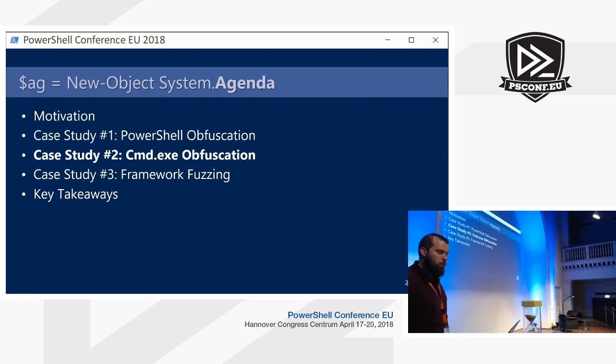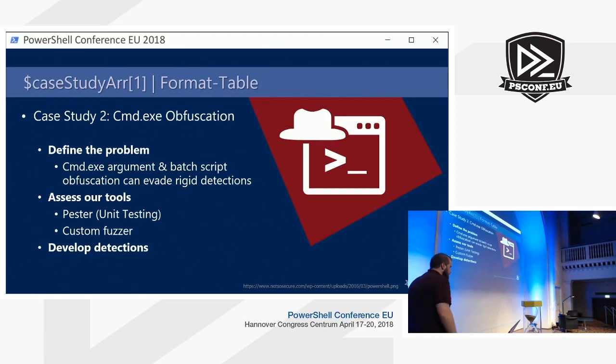Okay, case study number 2, command obfuscation. The problem here is that, similar to PowerShell, there's a lot of crazy obfuscation you can do for cmd.exe and its arguments. The tools we're going to use here are Pester for unit testing, as well as custom fuzzers, and I'll talk about what that means.